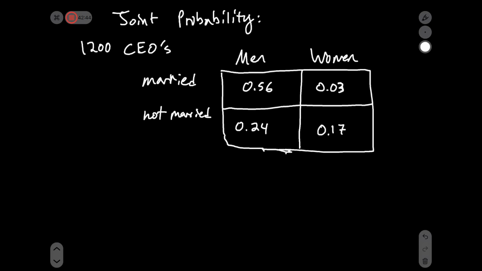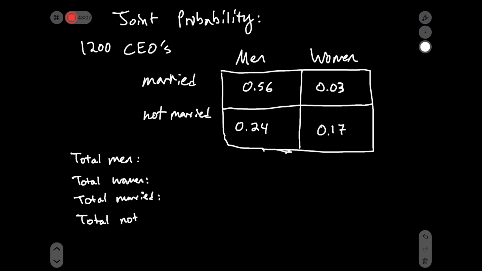Okay. So now let's just find the totals here. Total men, total women, total married, and total not married. We'll need to use all of this. Okay. So how do we find this? Well, we already know that 56% are married men. So that's important for us to know.